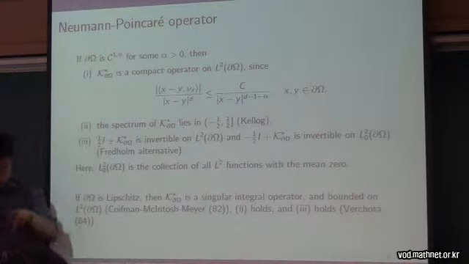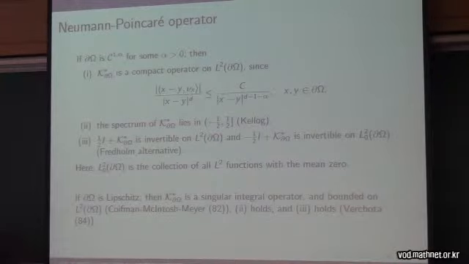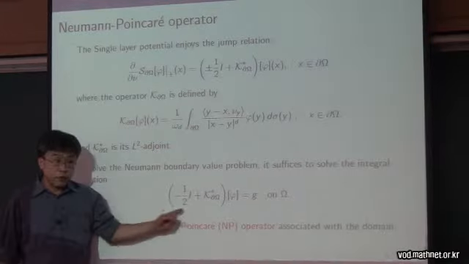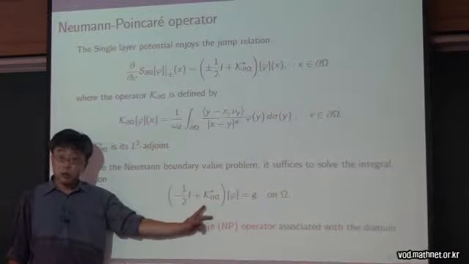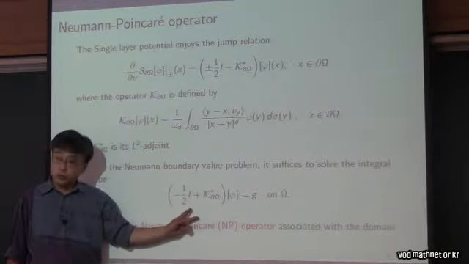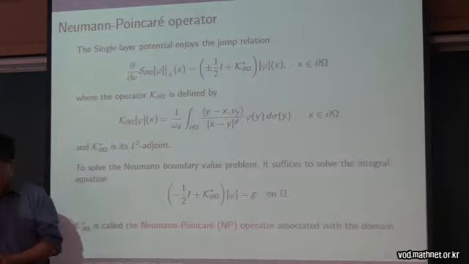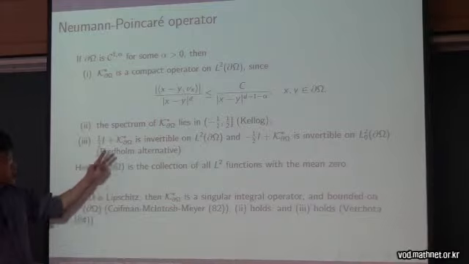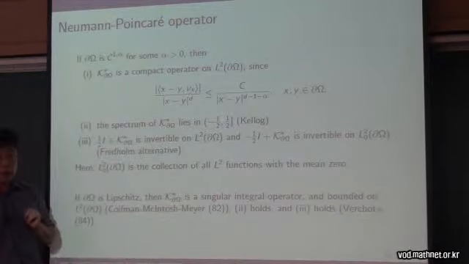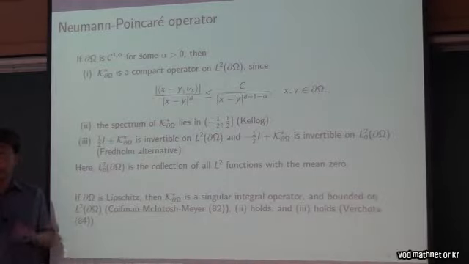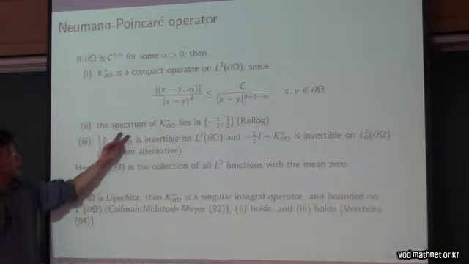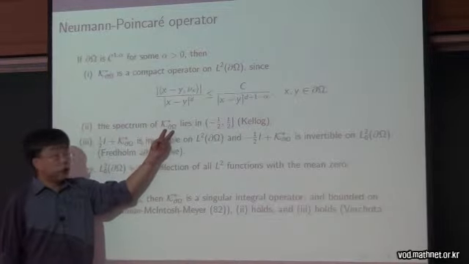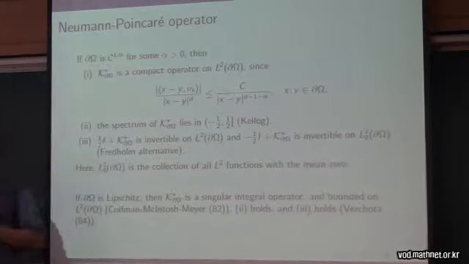Now, if the domain boundary omega is smooth enough, then this operator is compact. The whole theory of Fredholm is identity plus compact. This is a compact perturbation of the identity, I mean an invertible operator. So the Fredholm alternative can be applied. Because it is compact, it is easy to see that it is invertible. Invertibility is equivalent to injectivity, one-to-one, so it's easy. And it is also known, by this classical theorem of Kellogg, that the spectrum of this operator lies between minus 1/2 and 1/2.